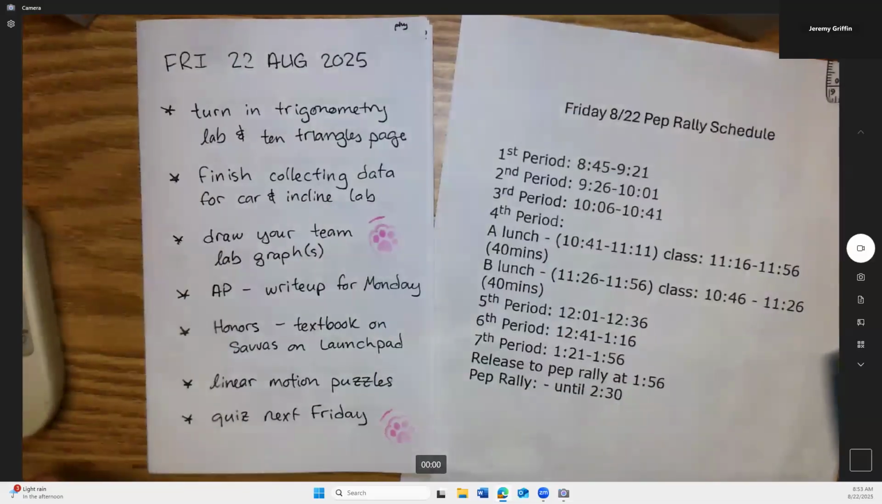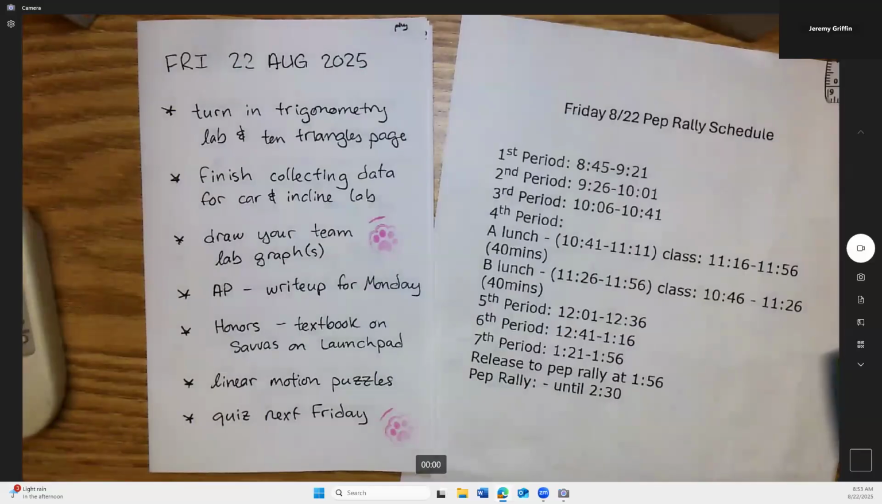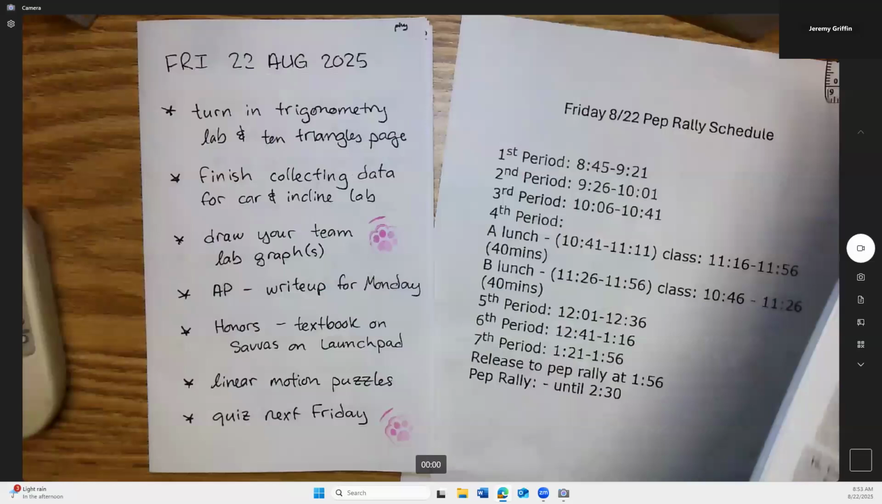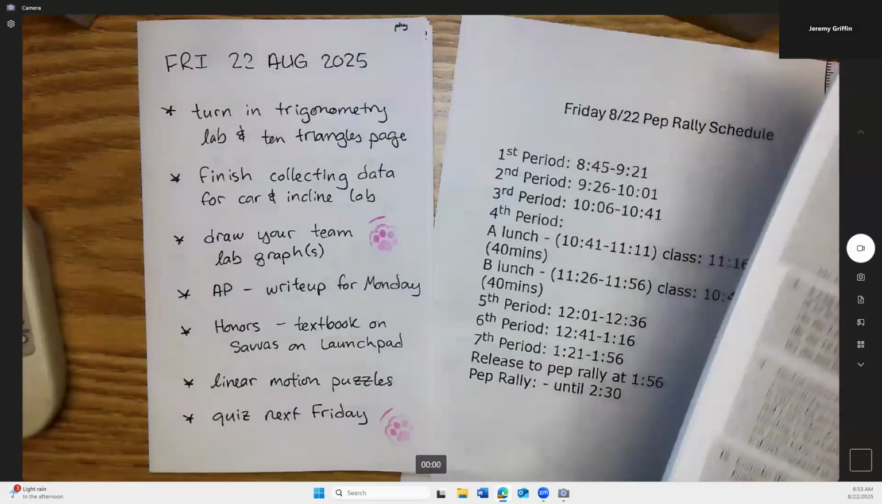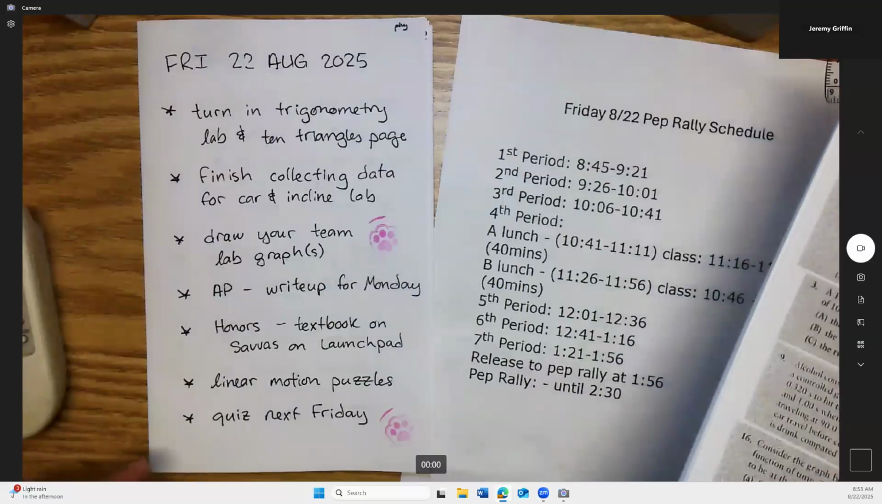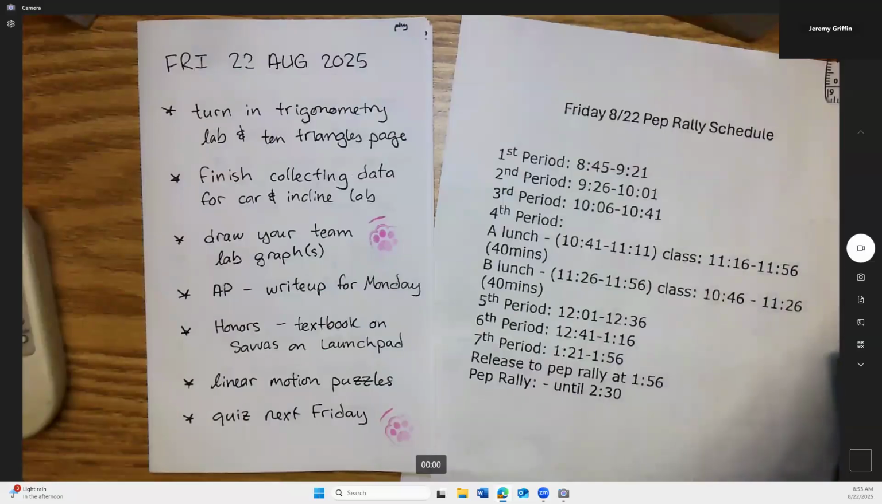What else here? Oh, puzzles. So I did post to Google Classroom some files recently. You guys know this whole car and incline lab is an introduction to linear motion, right? How do things move in straight lines? But I like to kickstart these sections with labs so that you kind of discover things yourselves. Because once you discover things, then you read it, look like, oh yeah, that's totally what I did in lab. You see how it connects.